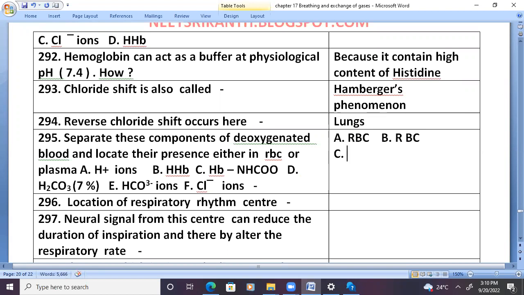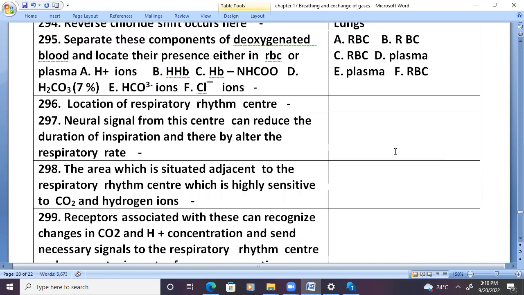And HbNHCOO, that means carbamino hemoglobin. This is also going to be in RBC because hemoglobin is only in RBC. H2CO3 7%, that is in plasma. Then bicarbonate ions, HCO3 minus ions: at tissues, they migrate into the plasma, isn't it? Then chloride ions, at tissues, they migrate into the RBC. We call it chloride shift.